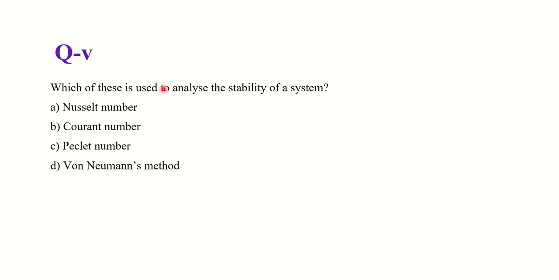Which of these is used to analyze the stability of a system? Option A, Nusselt number. Option B, Courant number. Option C, Peclet number. Option D, von Neumann's method.